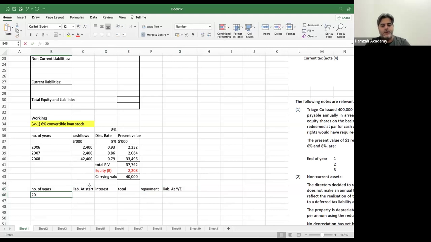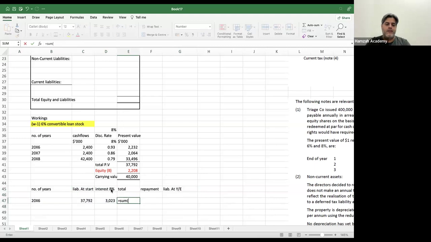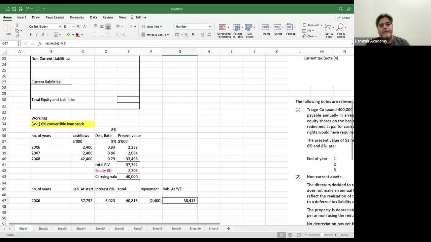Now, first year is the 20x6. Liability at start is 37,792. Effective interest rate going to be 8%. Total is going to be the sum of this. Repayment is going to be the 2,400. And then for the debt, the balance is going to be 38,415 over here.